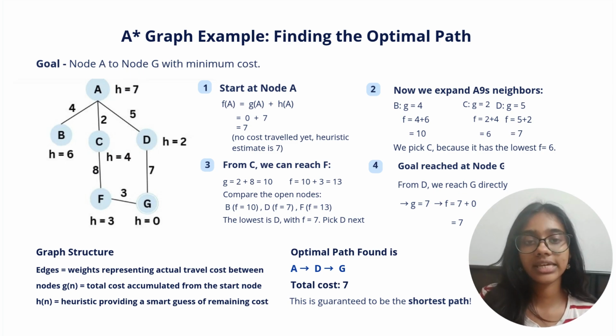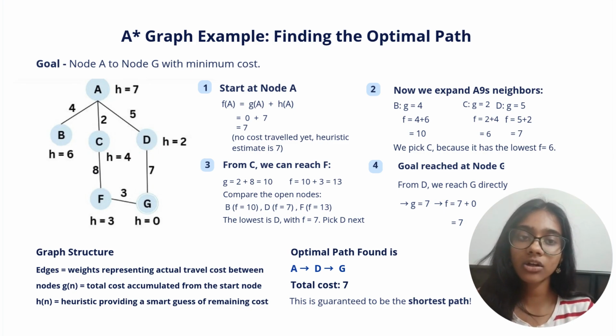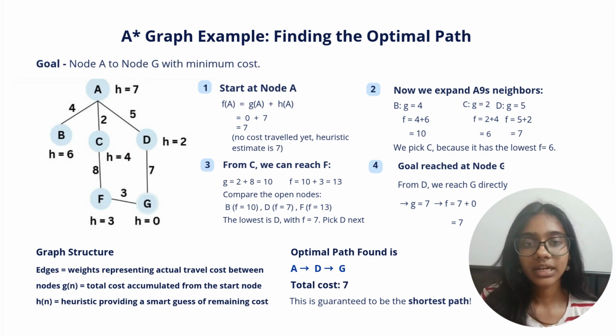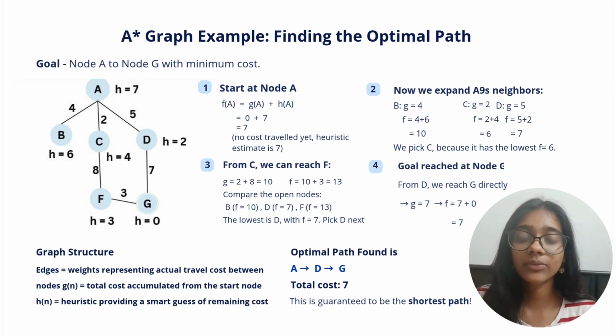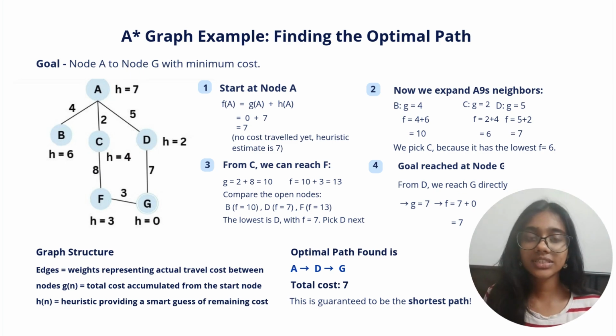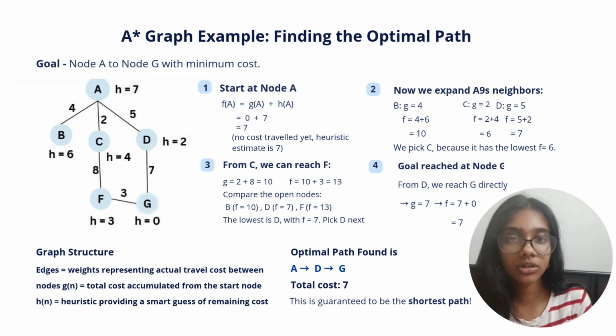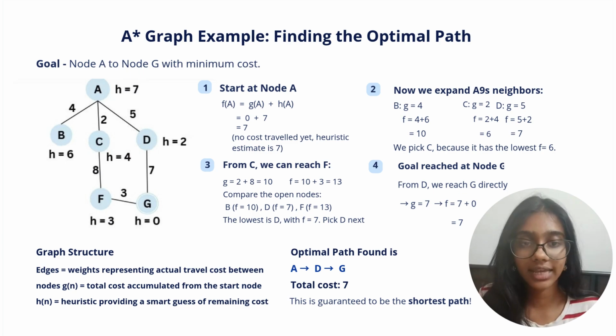Next comes heuristics, which, as you know, is the estimate of the remaining cost to reach the goal from a node. Remember, it is not the real distance, just a smart guess to guide the algorithm. In our example, h of A is equal to 7, meaning from A to G, I estimate it will cost 7 units. Heuristics help prioritize which node looks promising to expand next. Let's run A star on this graph and see how it finds the shortest path.